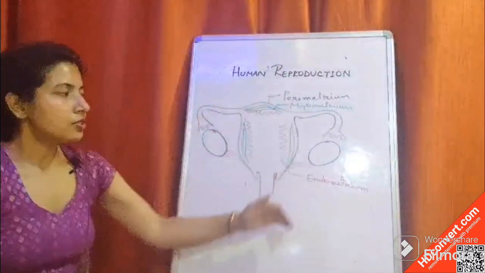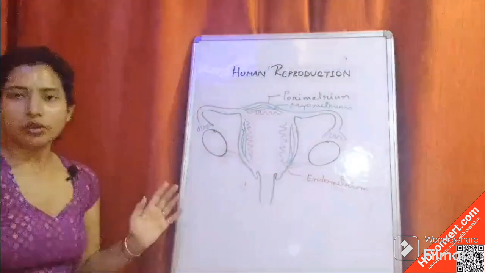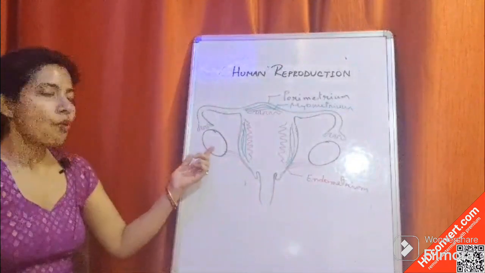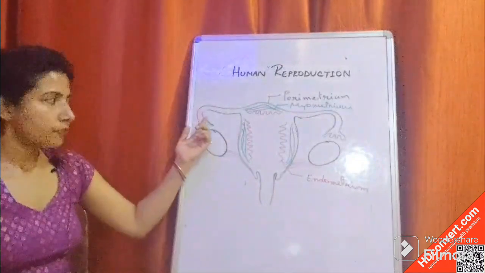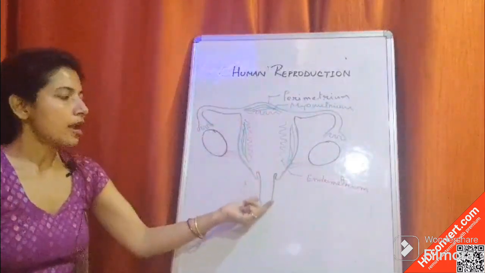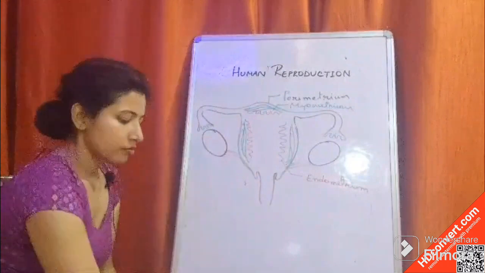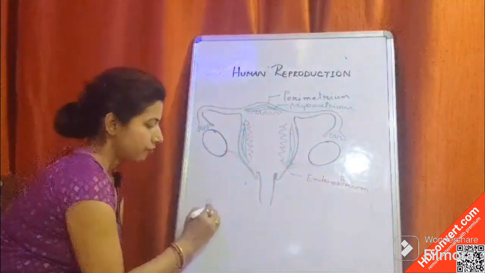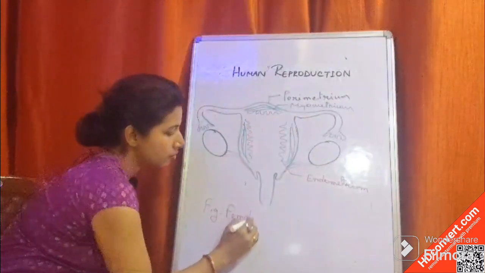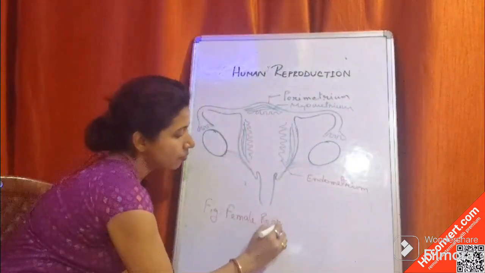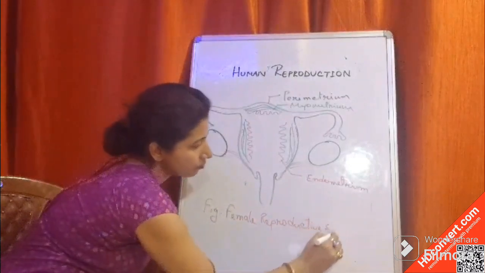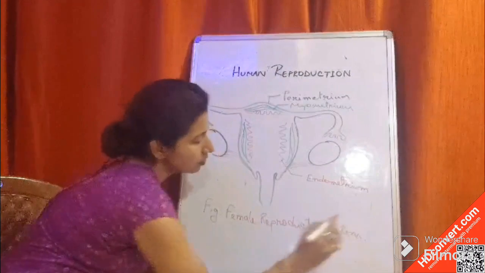Now this is the entire structure of the human reproductive system, which involves several organs like ovary, oviduct or fallopian tube, uterus, cervix and vagina. Figure is female reproductive system.